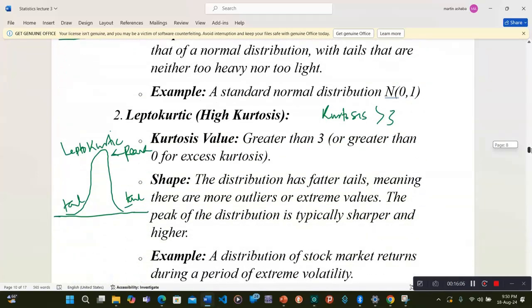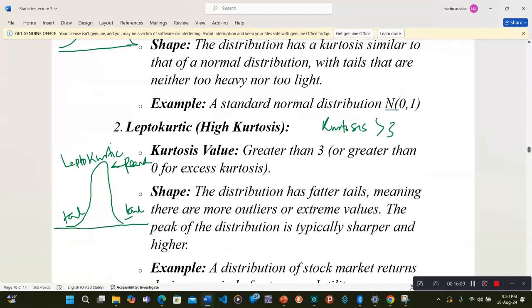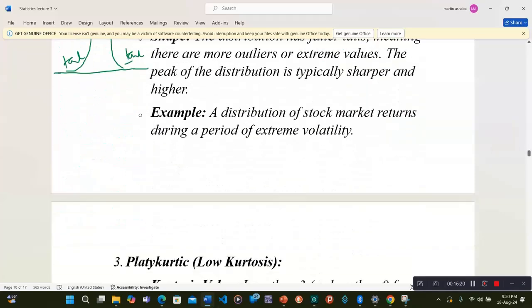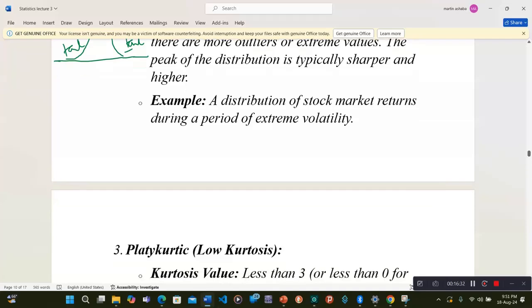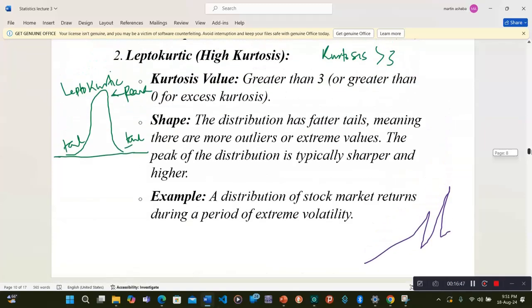Then leptokurtic, the kurtosis value is greater than 3, and you'll find that the peak of this distribution is sharper and higher, being typical of a distribution of stock market returns during a period of extreme volatility. In other words, when the prices go high in times of, for example, inflation, you will see graphs moving up like that. So the peaks are sharper and they are higher.